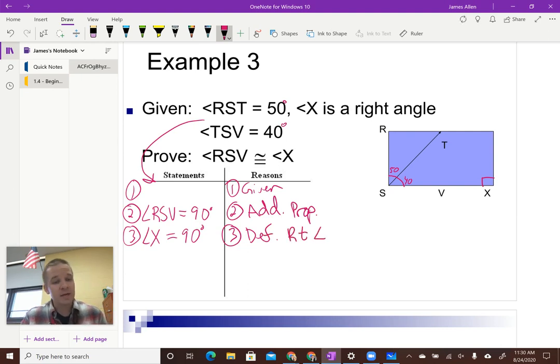Because a right angle measures 90 degrees, right? You could write that as your reason. Right angle measures 90 degrees. Definition of a right angle. All right angles are 90 degrees. 90 degrees in a right angle. Something like that is fine.